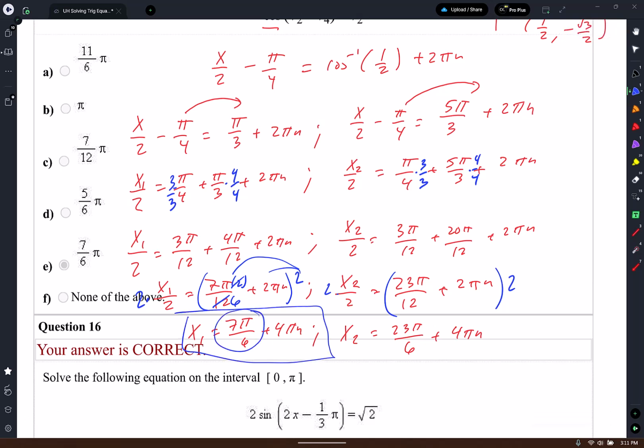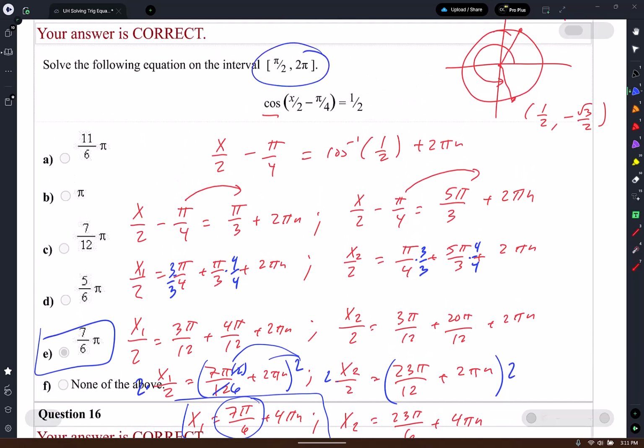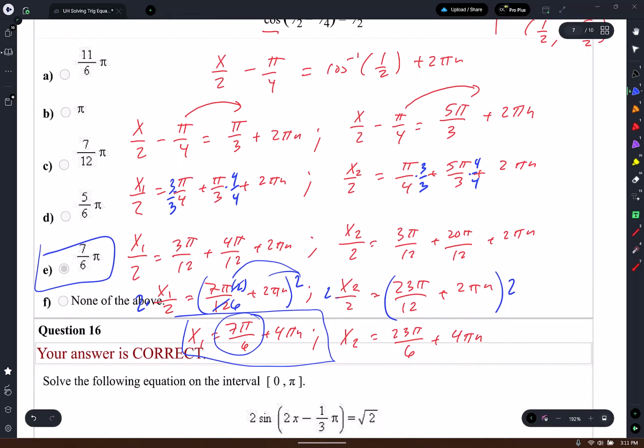Just this one, really. The domain is between pi over 2 and 2 pi. 23 pi over 6, guys, that's bigger than 2 pi because it's bigger than 12 pi over 6. So you don't even have to worry about that. That one's a no. No bueno. So I did all that work for nothing? No, not really. You still needed it.